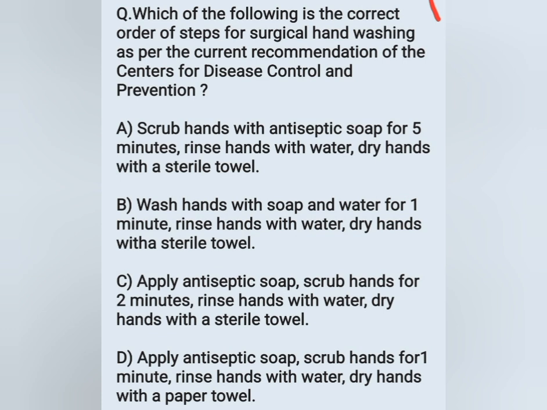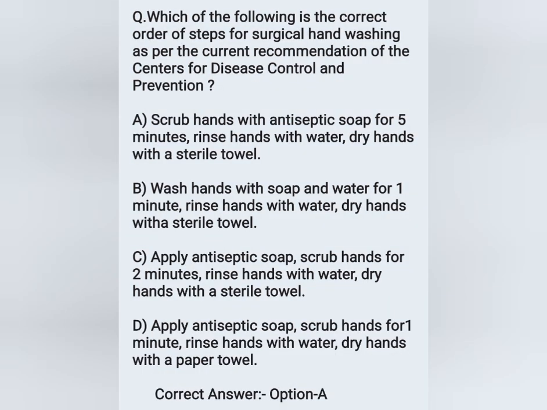Here the question is, correct order of steps for surgical hand washing. It is for surgical hand washing. First we have to scrub hands with antiseptic soap for 5 minutes. Then rinse hands with water, dry hands with a sterile towel. Option A is the correct answer.